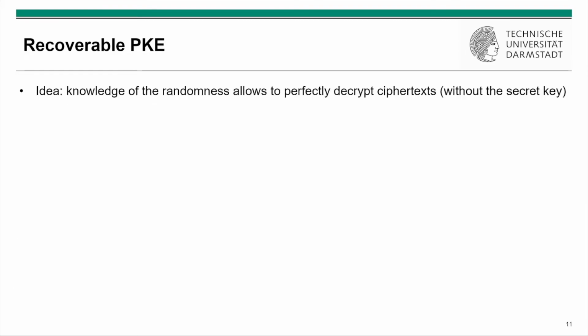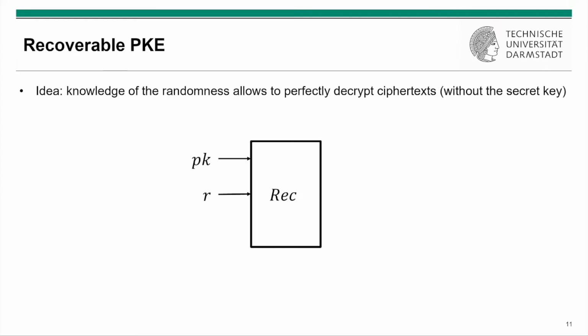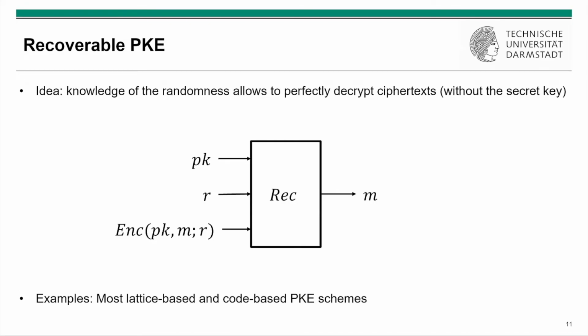And to solve this issue, we define what we call recoverable public key encryption schemes. And the main idea here is that the randomness or knowledge of the randomness allows you to perfectly decrypt ciphertext even without the secret key. A bit more precisely, if there's some recover algorithm which takes as input a public key, the randomness, and then the encryption of an arbitrary message with this public key and the particular randomness, then this one outputs you the message with probability 1. That's what a recoverable public key encryption scheme is. And examples for this are essentially all the lattice-based and code-based PKE schemes we are aware of.